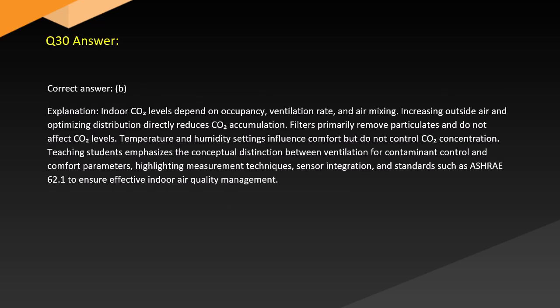Answer. Correct answer, B. Explanation. Indoor CO2 levels depend on occupancy, ventilation rate, and air mixing. Increasing outside air and optimizing distribution directly reduces CO2 accumulation. Filters primarily remove particulates and do not affect CO2 levels. Temperature and humidity settings influence comfort but do not control CO2 concentration. Teaching students emphasizes the conceptual distinction between ventilation, contaminant control, and comfort parameters, highlighting measurement techniques, sensor integration, and standards such as ASHRAE 62.1 to ensure effective indoor air quality management.